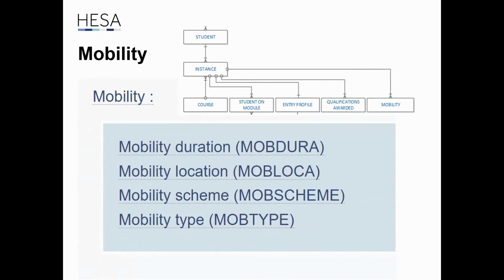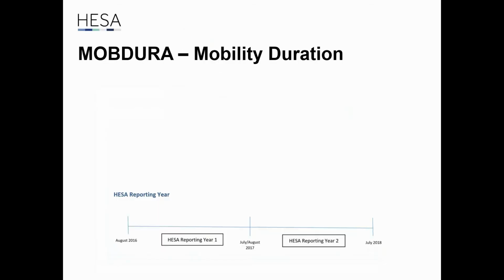The main thing to point out here, and I don't know if my mouse shows anything, but I'm pointing at the instance entity. A mobility entity can exist for multiple occurrences within an instance. So if the student decides to do three placements throughout the year, then one instance will be joined up with three mobility entities. The fields we currently collect are mobility duration, location, scheme, and type.